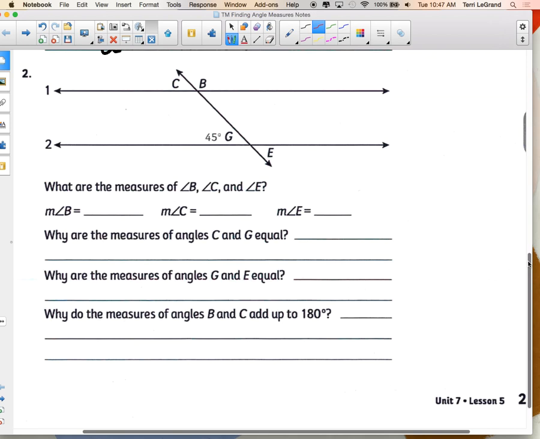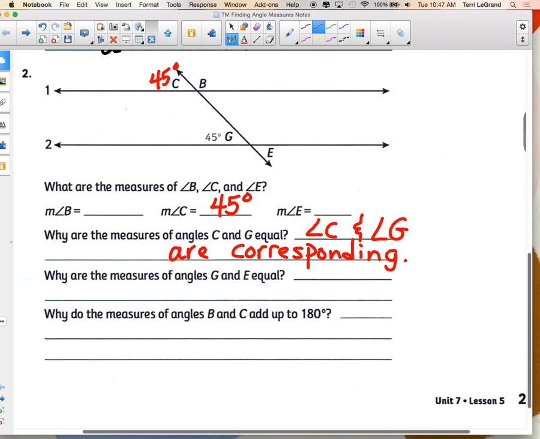They say that the measure of angle C and angle G are equal. Do you agree with that? Because what kind of relationship do they have? They're corresponding angles. So angle C and angle G are corresponding. That makes them equal. Like they said, why are they equal? Because they're corresponding. So now we can say that the measure of angle C is what? 45 degrees. It's the same as angle G because it is a corresponding angle to it.